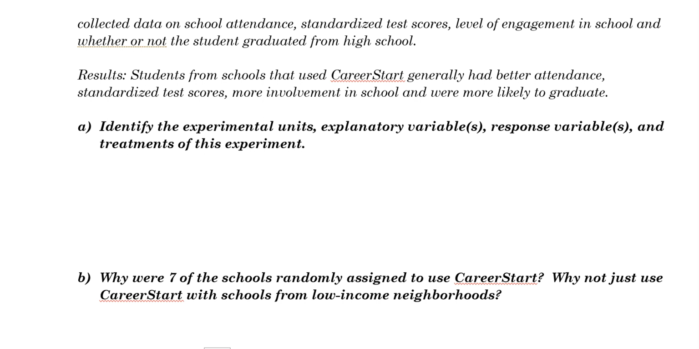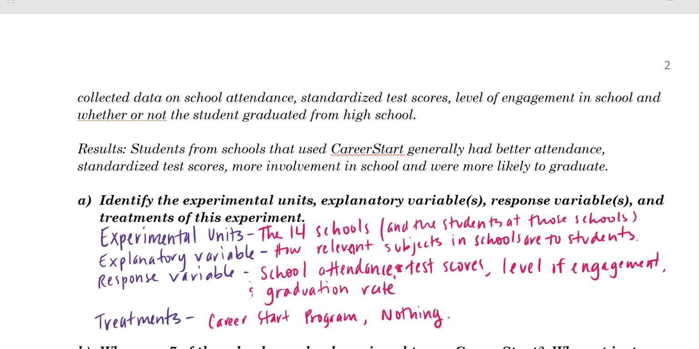Okay, there we go. So in part A, they wanted you to identify the experimental units, explanatory variable or variables if there's more than one, response variables, and the treatment of this particular experiment. In this case, the experimental units are who or what was receiving the treatment. You may disagree with this, it takes a while to get the hang of it, but I would argue the experimental units are the schools themselves.